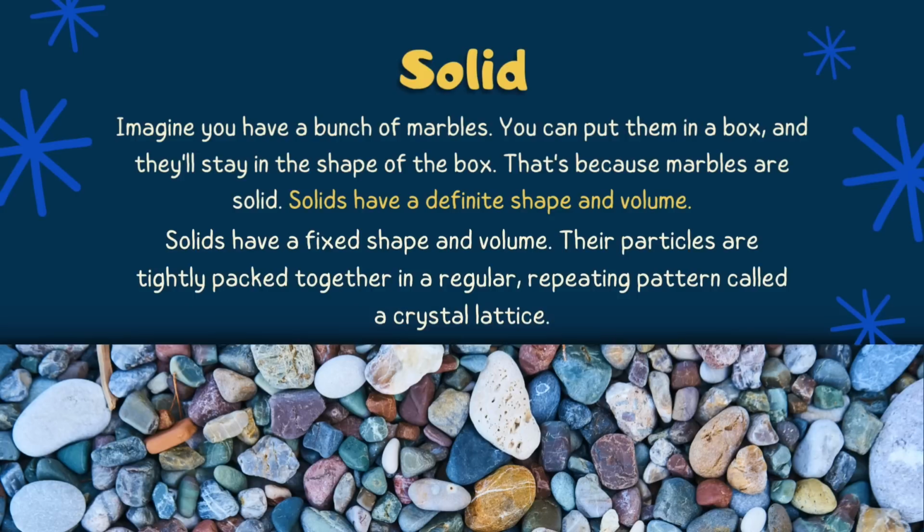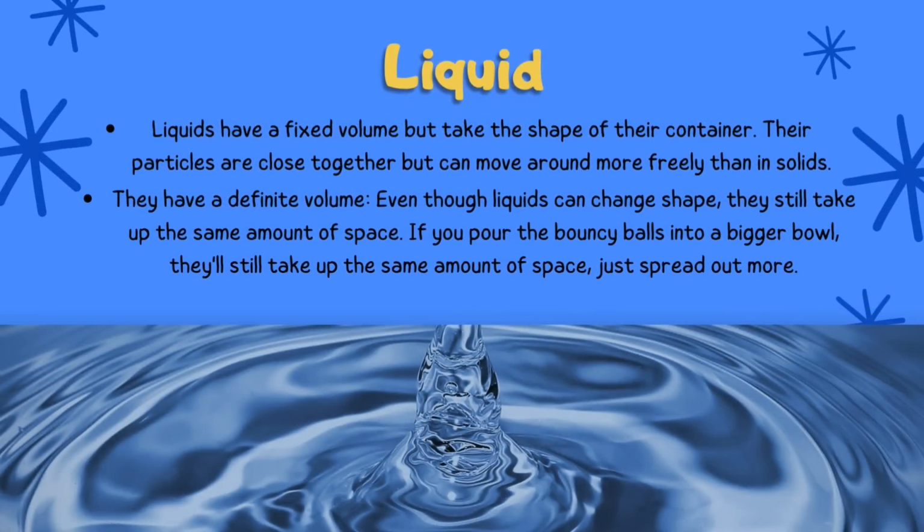Now, let's take a look at liquid. Liquids have a fixed volume but take the shape of their container. Their particles are close together but can move around more freely than in solids. So they have a definite volume. Even though liquids can change shape, they still take up the same amount of space. If you pour the bouncy balls into a bigger bowl, they'll still take up the same amount of space, just spread out more. So our example is water.